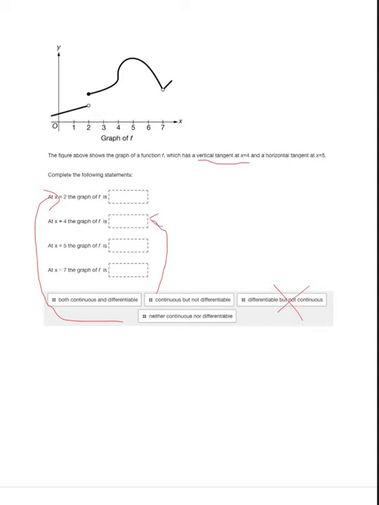Here, x equals 5, we have a horizontal tangent line. Well, that just means that the derivative is 0. It doesn't mean it doesn't exist. So this one is both continuous and differentiable. And then x equals 7. We sort of have a cusp and a hole. So the cusp makes sure that it's not differentiable, but the hole makes it not continuous, which then also makes it not differentiable. So that's, again, neither continuous nor differentiable. All right.